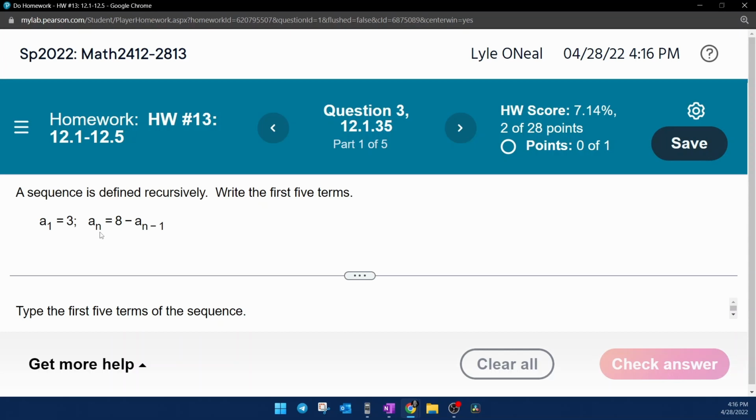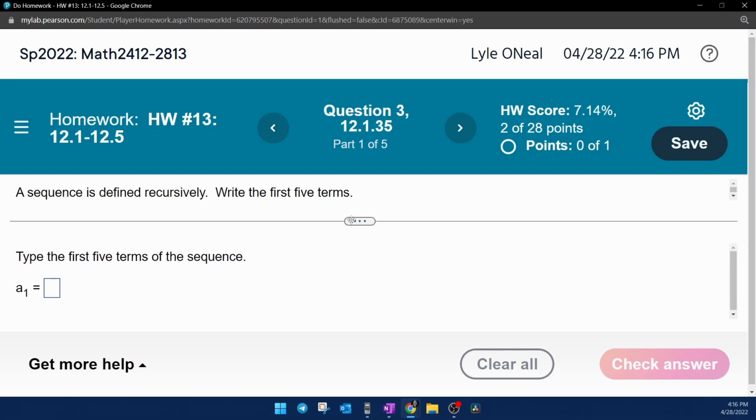So let's say that if I wanted the second term, that would be n is 2. Well, that means this n would have to be 2 also, but 2 minus 1 is 1. So all of that to say, if you want the second term, you need the first term. And then if you want the third term, you need the second term. It kind of builds on itself. And they do want us to write the first 5 terms of the sequence.